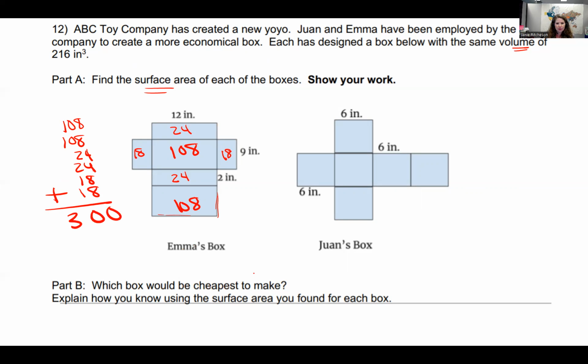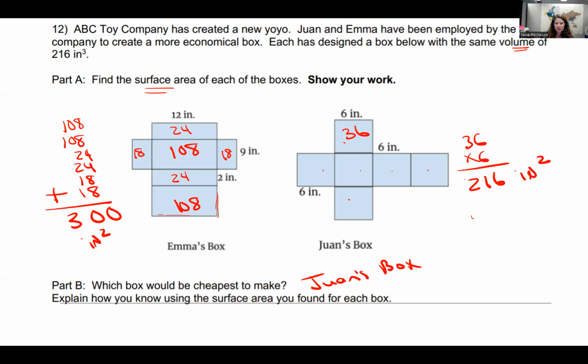Okay, which box is cheaper to make? So this one is a 6 by 6, 36 inches, and there's 1, 2, 3, 4, 5, 6 sides. So 36 times 6 is 216. Surface area of 216 inches squared. Which box would be cheaper? Juan's box. It would take less material.